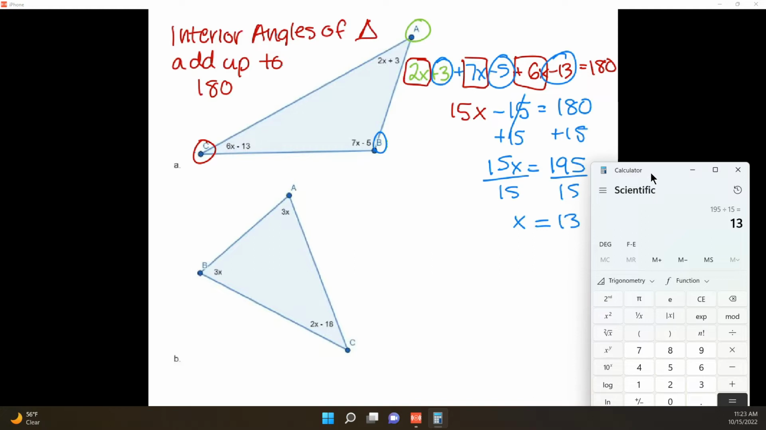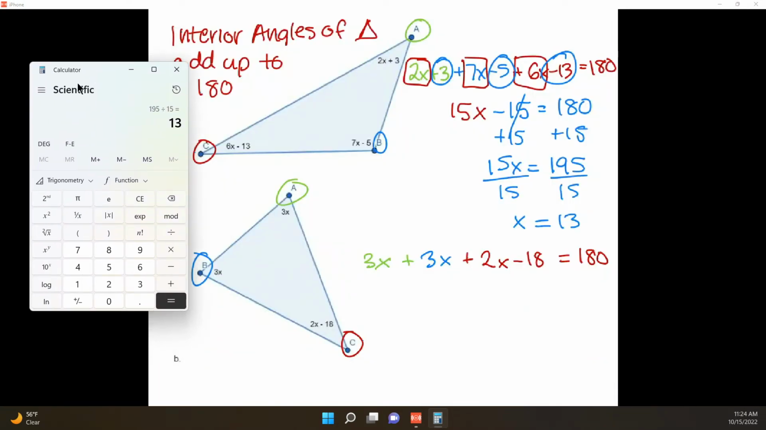So angle A is 3x plus angle B, which is also 3x, plus angle C, which is 2x minus 18. All of that together is equal to 180 degrees. And this calculator is always in the way. Here we go. All right, so I can combine like terms. For my x's, I have 3x and 2x, which is a total of 8x. And then for constants, I just have this negative 18 that's going to come down here. All right, so we're going to add 18 to both sides.